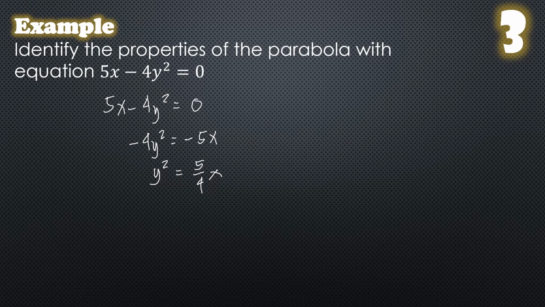Hence the parabola is with the vertex at the origin and it opens to the right. Solving for c, we will have 4c is equal to 5/4. Dividing both sides by 4, we have c is equal to 5/16.